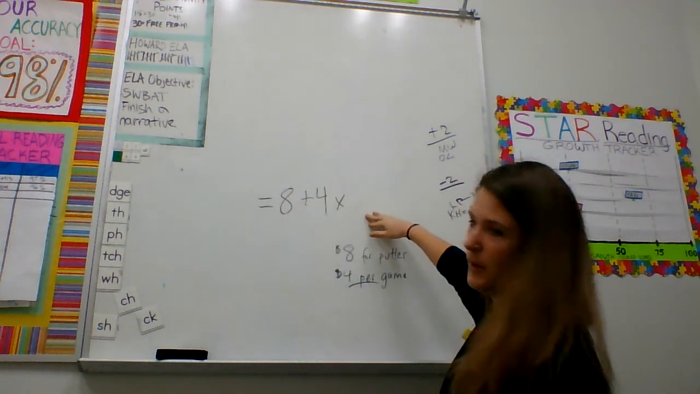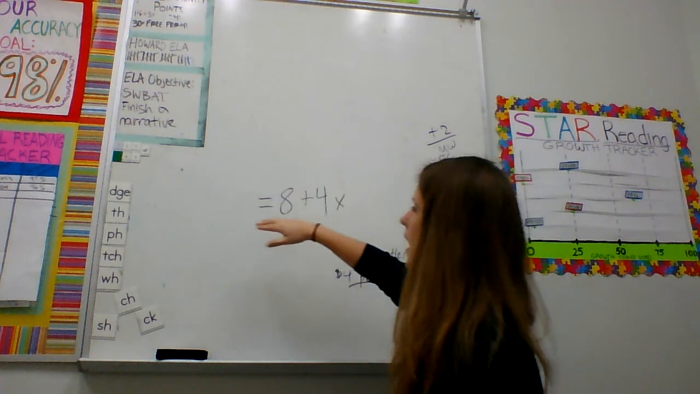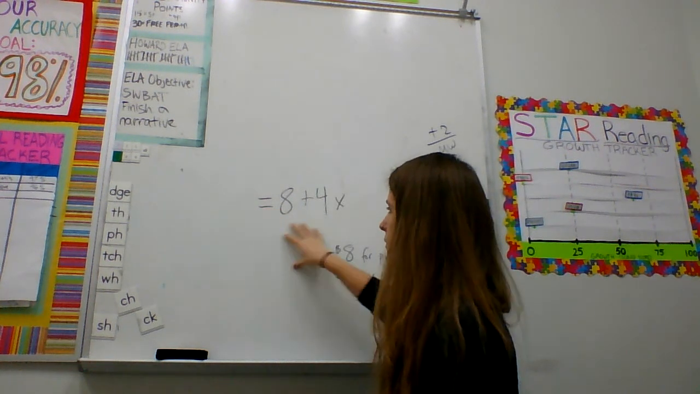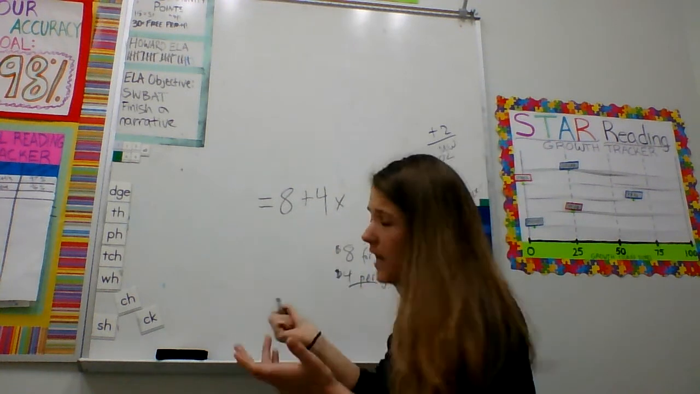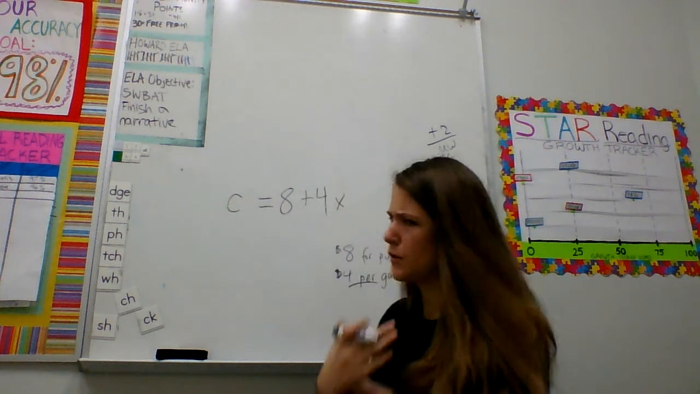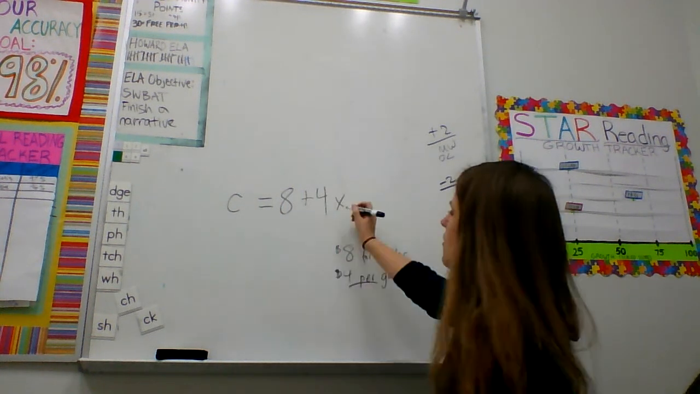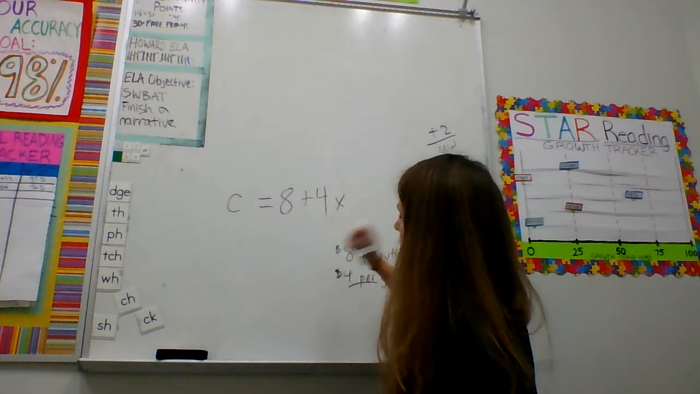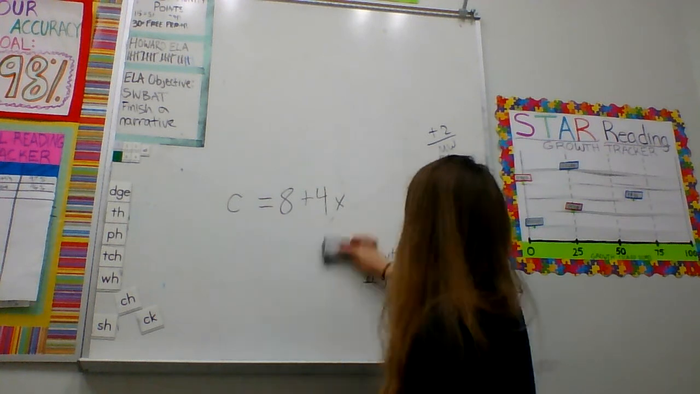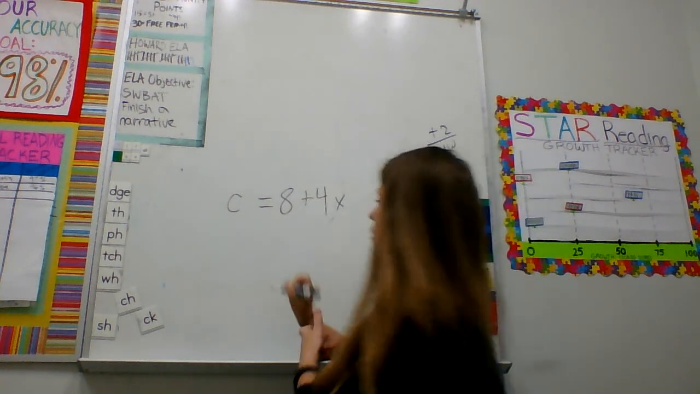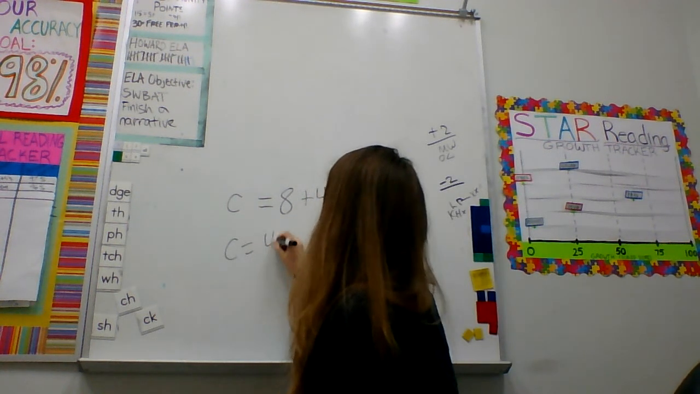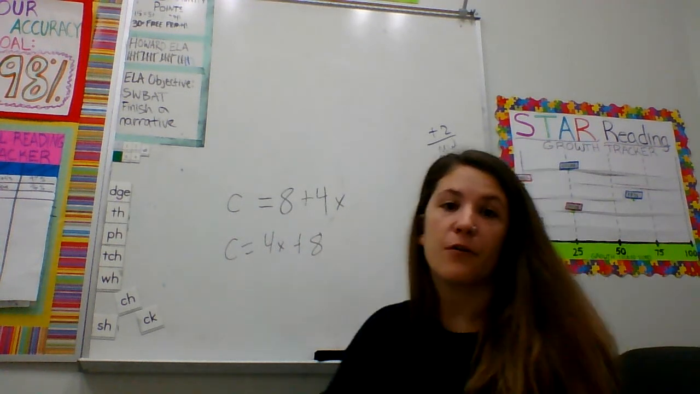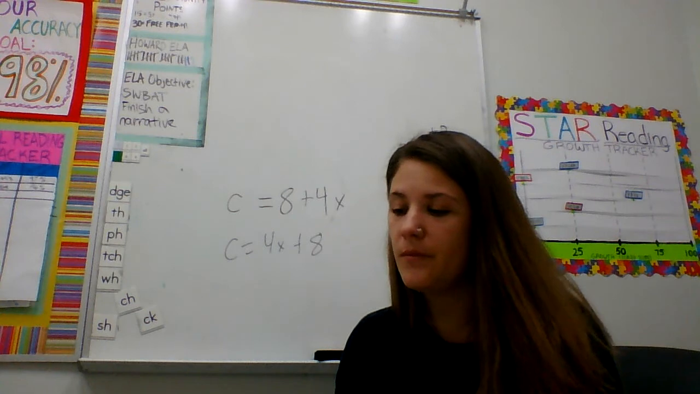Now I have half of my equation here. I need something else on this side. I need something representing what this equals. Well, this equals my total cost, so I would use C. You could also use Y. You could use any other variable except for the variable that you've already used. Now, this is one way to write it. Because addition order does not matter, it could also be written as $4 per game plus an $8 fee for putters. Either of those 2 is correct.